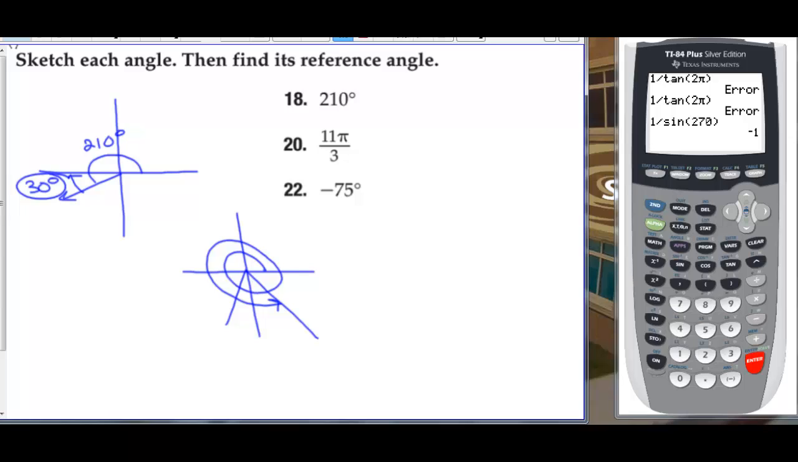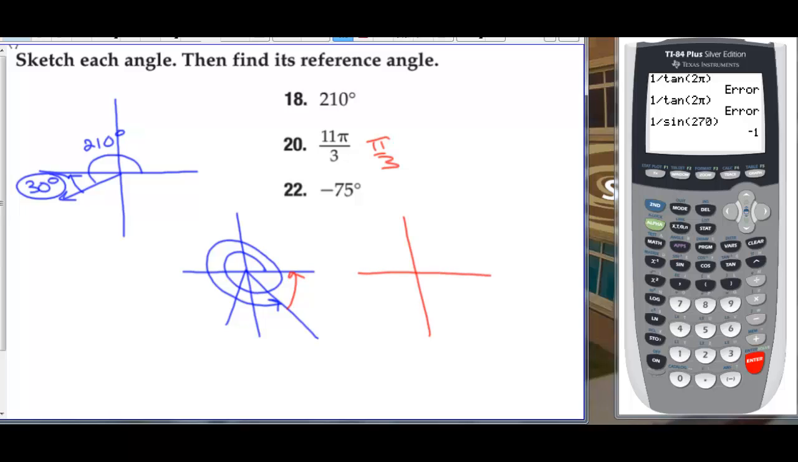Then the reference angle is how much farther would I have to go to get to the closest x-axis. I'd have to go 1 more pi over 3 to get to the x-axis. So this reference angle is pi over 3. Anytime you're given an acute angle, it's really its own reference angle.